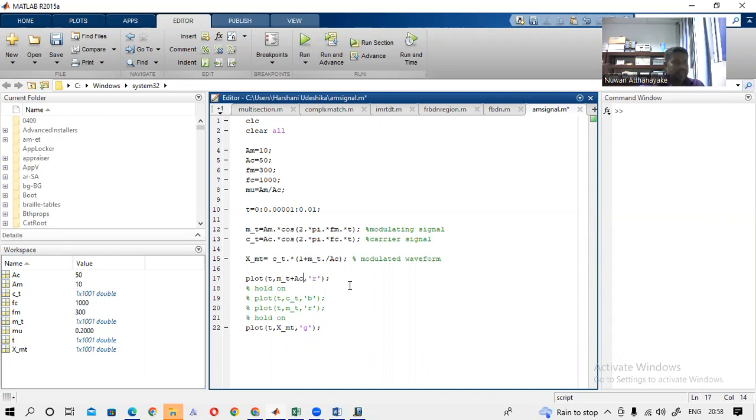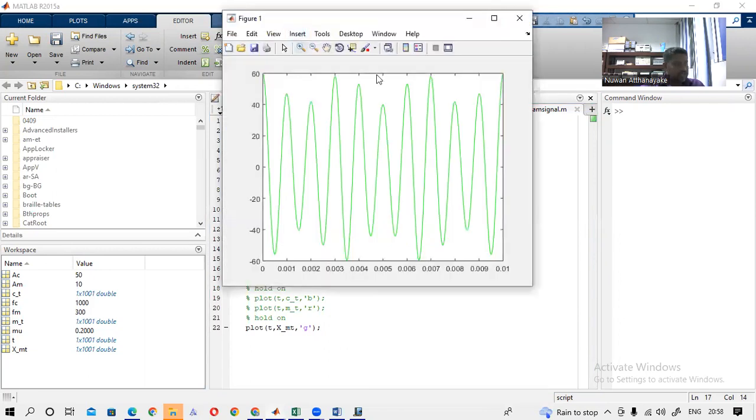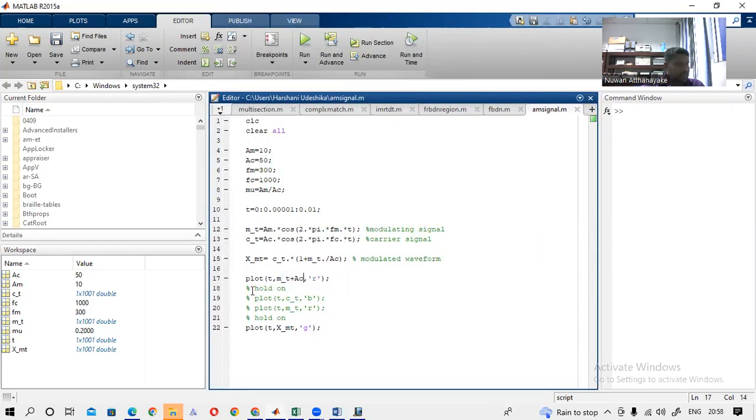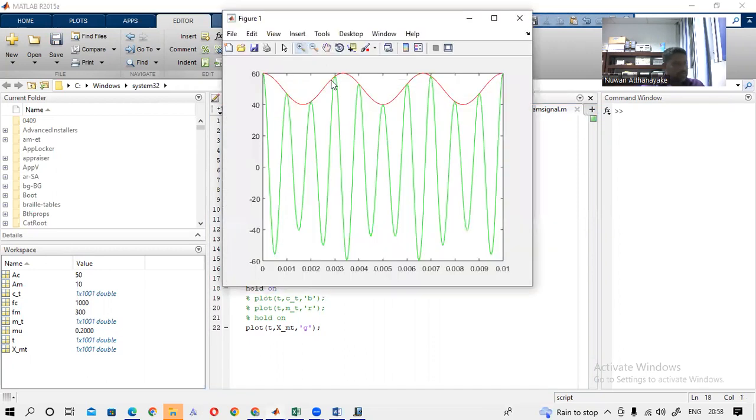What happened when we give the DC offset to the signal? It shifts up or down. If you give plus DC shift, it goes up. If you give the minus DC, it goes down. So you already know it. If I run this, the hold on should be there. So you can see that this is the upper envelope. So it is sorted.